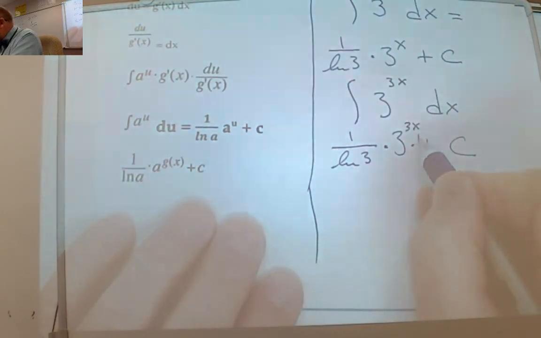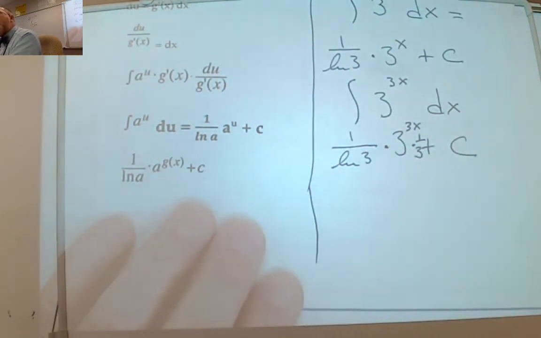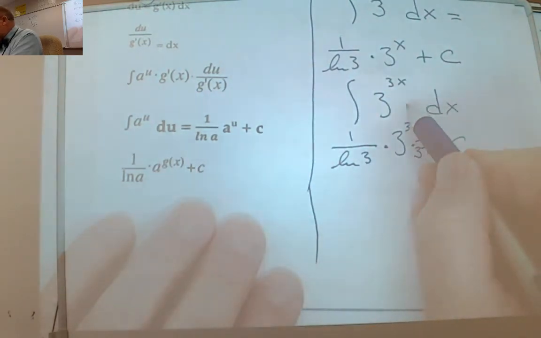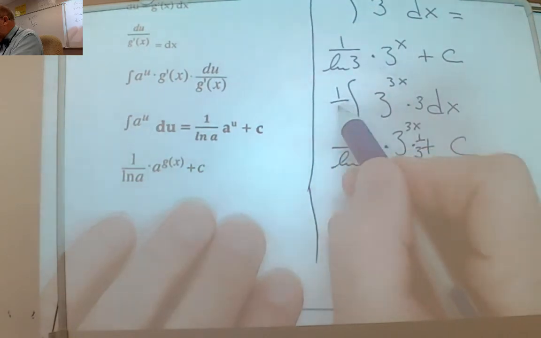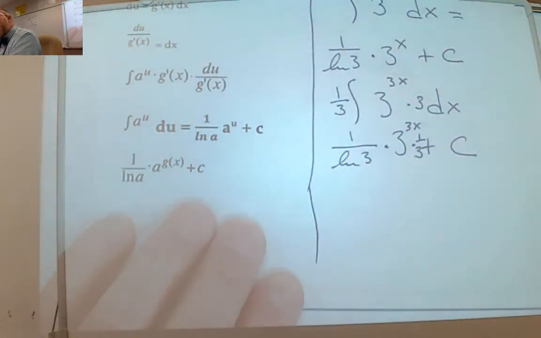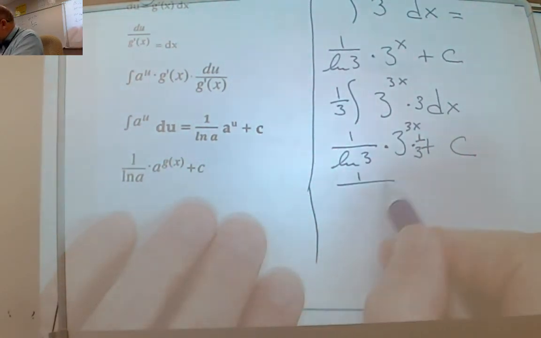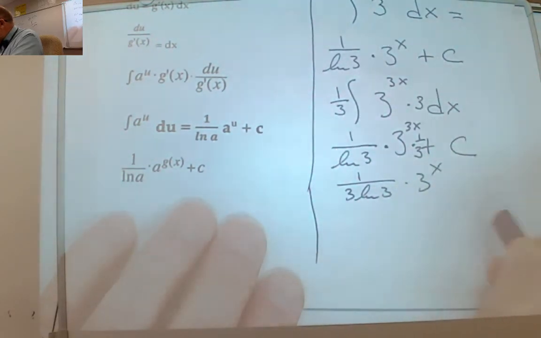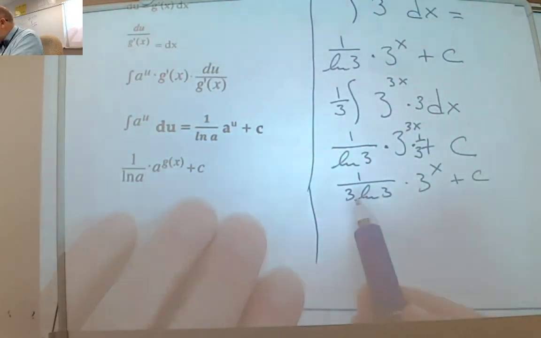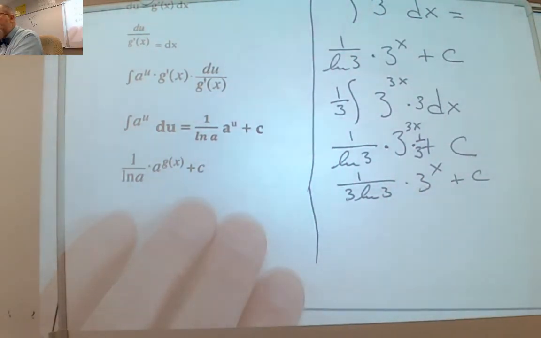You're close. 1/3. You knew you needed a 3, correct? To get that 3, I got to multiply my answer by 1/3. Okay? So you knew it was there somewhere, right? So this is going to be 1 over 3 times ln of 3, times 3 to the x, plus c. Notice 1, 2, 3 3s, just saying.